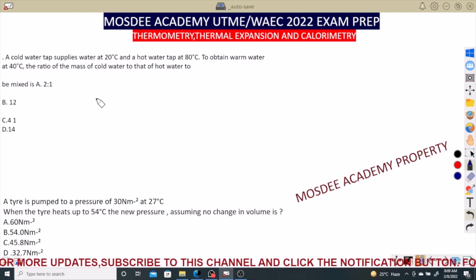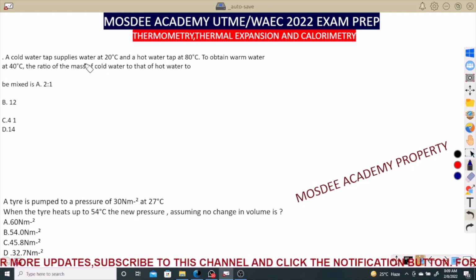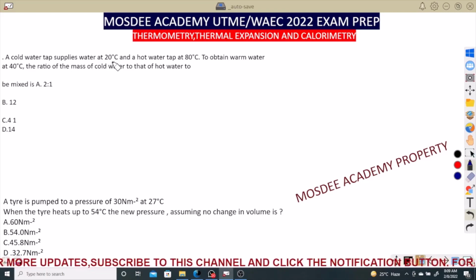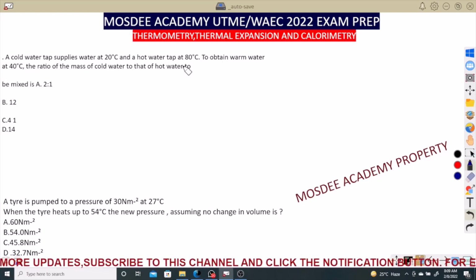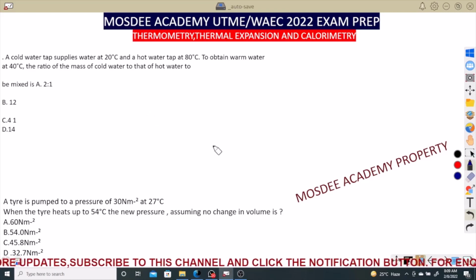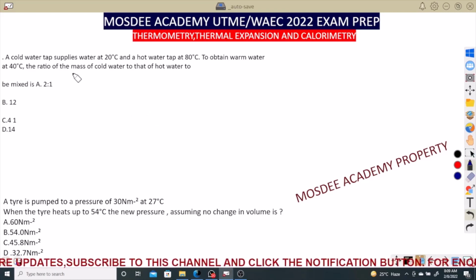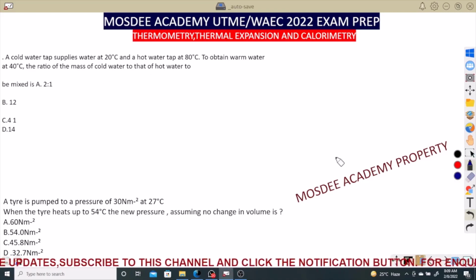Okay, this is also calorimetry. A cold water tap supplies water at 20 and a hot water tap at 80. To obtain warm water, cold water plus hot water will give you lukewarm water. Second law of thermodynamics. We talk about the entropy, chemistry students. Entropy. Now, the question is the ratio of the mass of cold water to that of hot water. We did something like this in the previous slide.